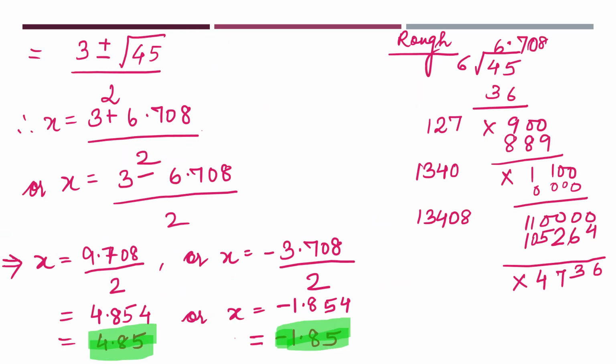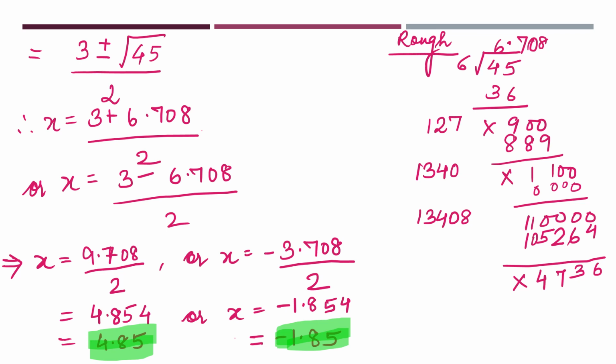Then x is equal to 3 plus minus under root of 45 upon 2. What is the root of 45? That is 6.708. Okay. The x value will be 3 plus 6.708 upon 2, or the x value will be 3 minus 6.708 upon 2. Therefore, it implies that x is equal to 9.708 upon 2, or x is equal to minus 3.708 upon 2.